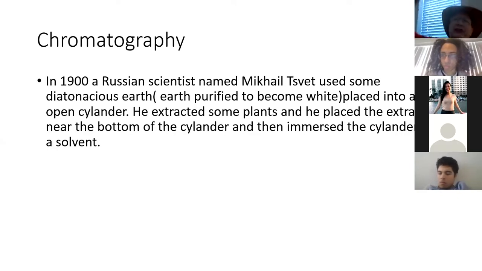Then he put this extracted material down near the bottom of this column of diatomaceous earth. And he immersed the cylinder in a solvent. And what he noticed was he got different bands that appeared. And each one of these bands was a new chemical. Since chemicals have different chemical bonds, they adhere to the diatomaceous earth differently, and they go up this column at different rates.